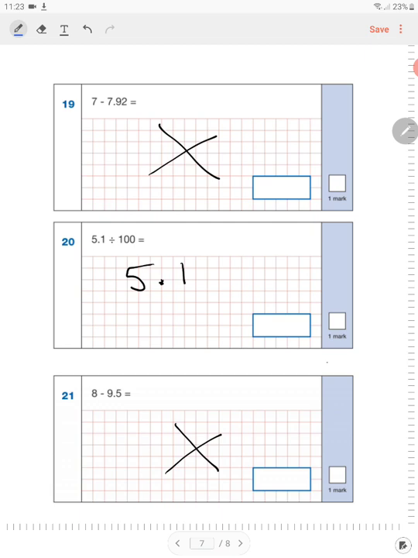5.1 divided by 100. So, okay, it's going to get smaller. We're going 2 places to the right. So that 5 is jumping 2 places: 1, 2. So my 5 is going to be there, the 1 will be there. Now remember, this position here, I need to show it, and I can't just say point, so I have to put 0. So your answer would be 0.051.